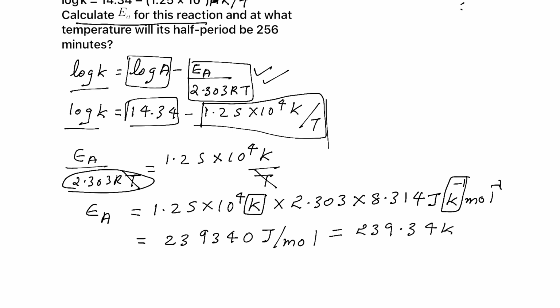239.34 kilojoule per mole. Both are okay, but normally activation energies are represented by kilojoule per mole. So you can prefer this. That's it. So we got the value of EA. Now we have one more task, right? What is that? You have to find at what temperature will its half-life period be 256 minutes. Okay, we can try that.